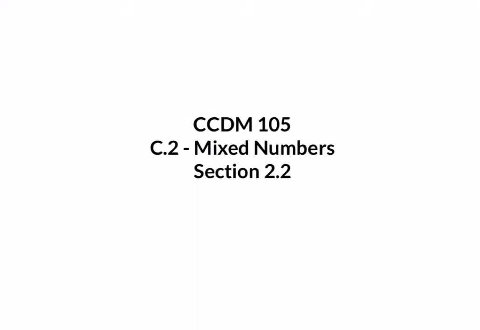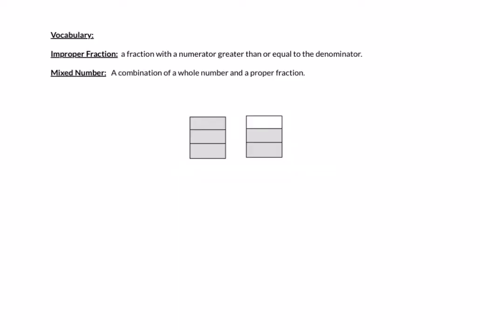All right, so this is our second introductory topic. We're going to talk about mixed numbers. This comes from section 2.2 of the textbook. In the last presentation, we talked about improper fractions. Remember, an improper fraction is a fraction with a numerator greater than or equal to the denominator.